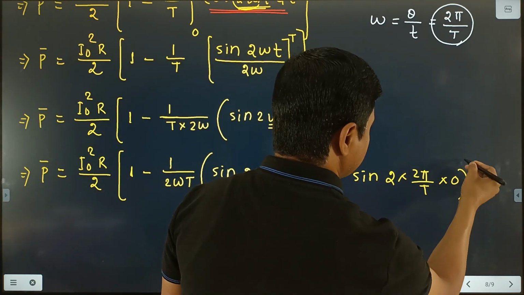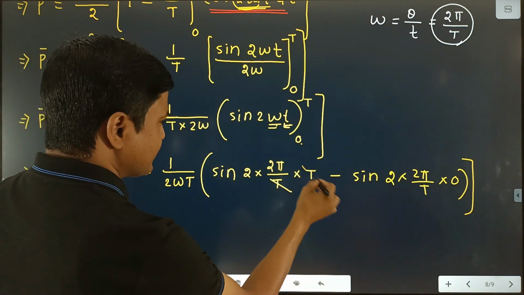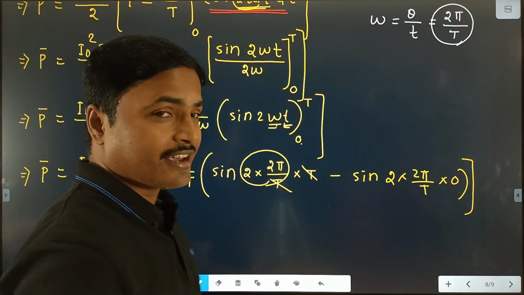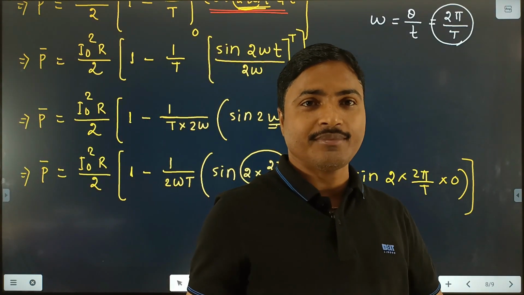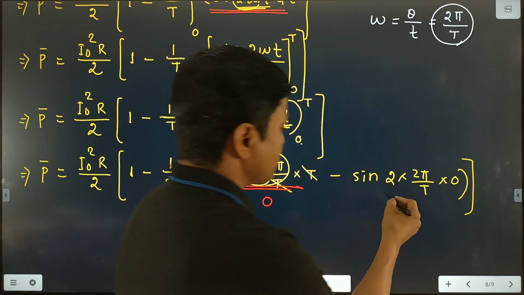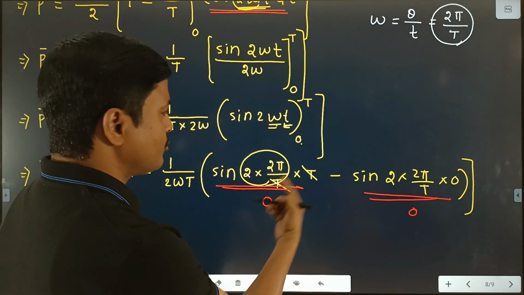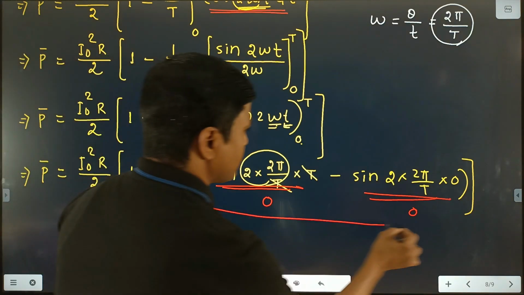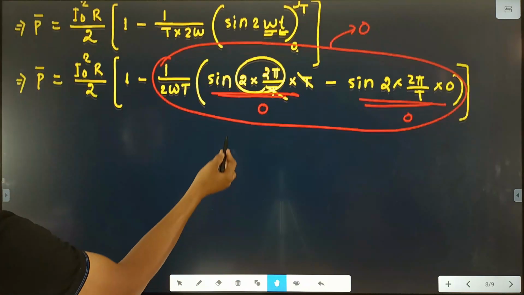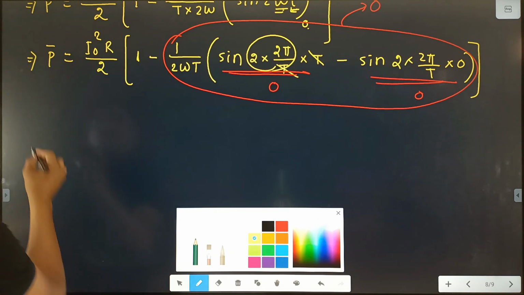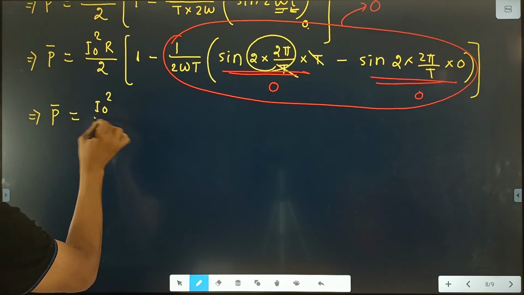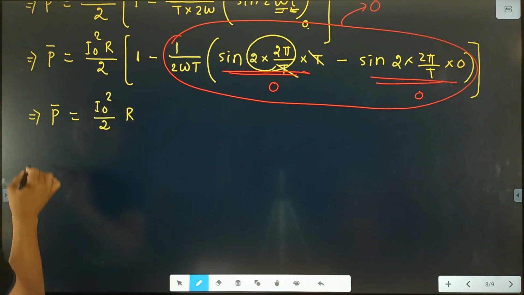And this T cancels, this is sin 4 pi, you know the value of sin 4 pi, because sin 4 pi is the same as sin 2 pi, same as sin 0, and sin 0 is equal to 0. Here also this is sin 0, that is also 0, 0 minus 0 is 0, so this term is 0. Clear? Only remaining is, we write average power dissipated is equal to I0 square divided by 2 multiplied by R.